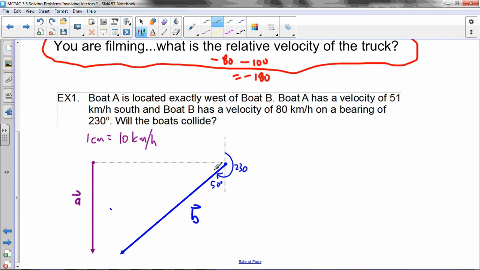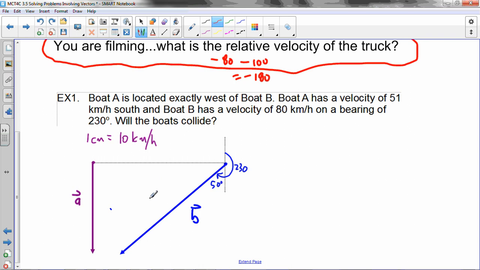Will the boats collide? This is kind of a strange question, but it is a relative velocity question. So the idea is, this boat's going this way, this boat's going this way. It looks like they're going to collide, but how do we handle this? Well, we're going to use relative velocity.